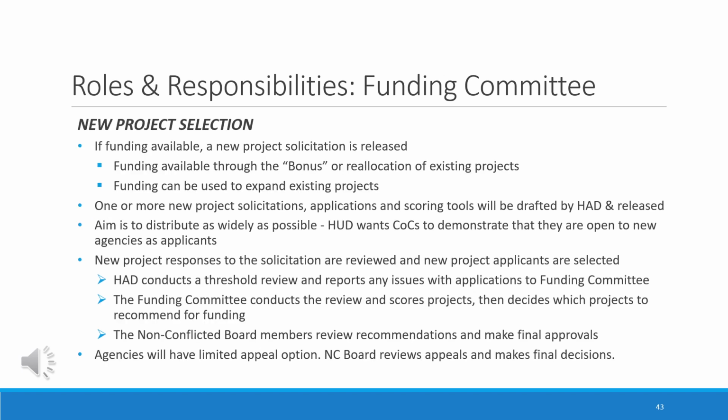The funding committee will also play a significant role in the selection of new projects. If funding is available, a new project solicitation is released. Funding might be made available by HUD through a CoC or DV bonus, or through the reallocation of funds from existing projects. New project funding doesn't have to be used on entirely new projects, but can also be used to expand existing projects. HUD will draft and release any new project solicitations, applications, and scoring tools that are needed.